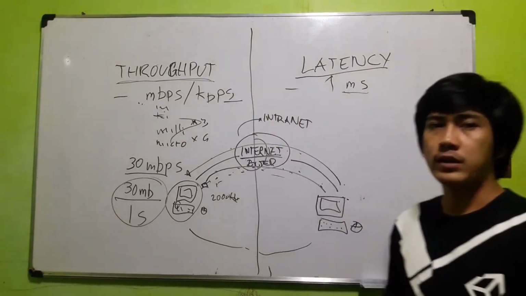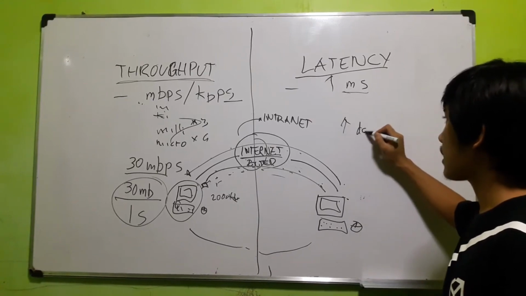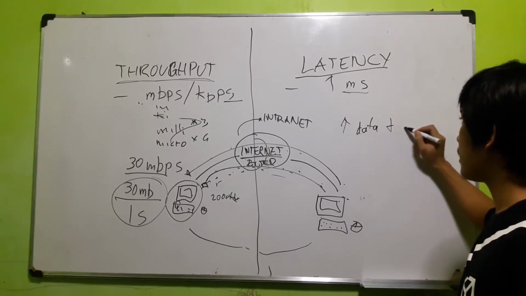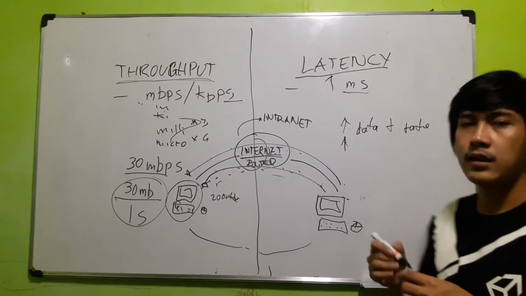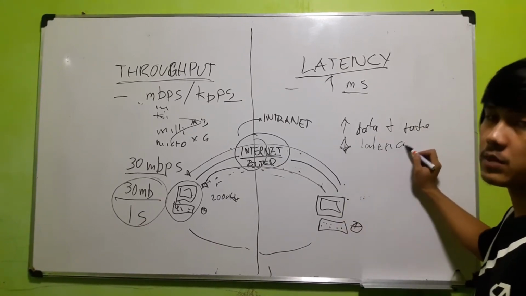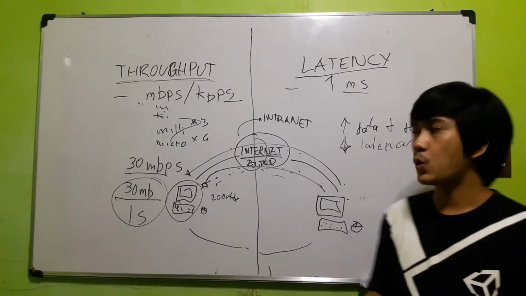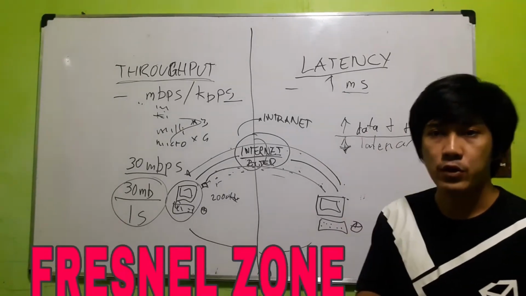Ping is very important. Also, throughput is very important. Both are important because you need a high data transmission rate. You need a low latency. Lower latency means good. Higher throughput is good. So it is inversely proportional.